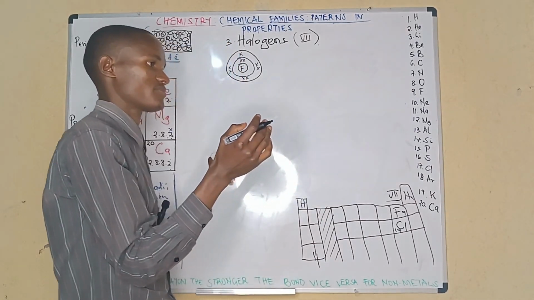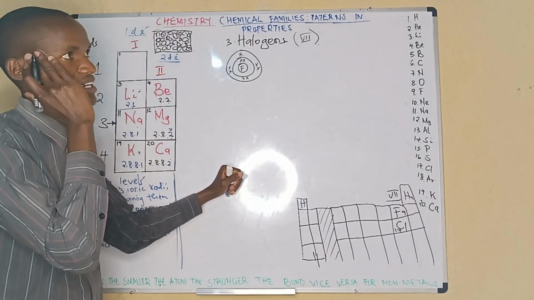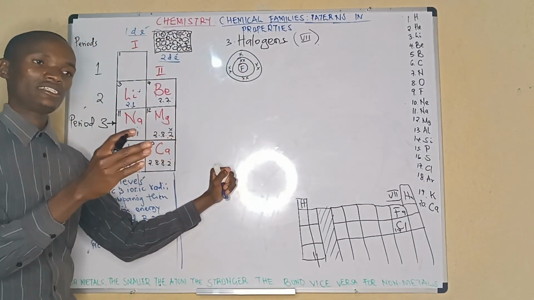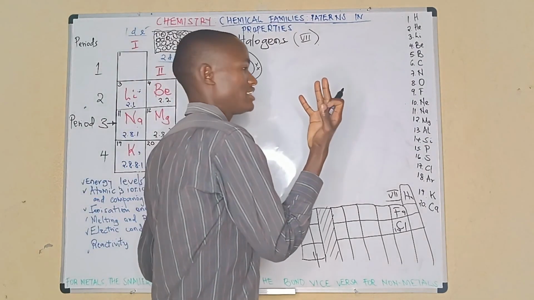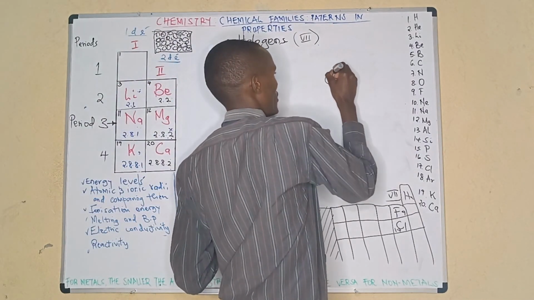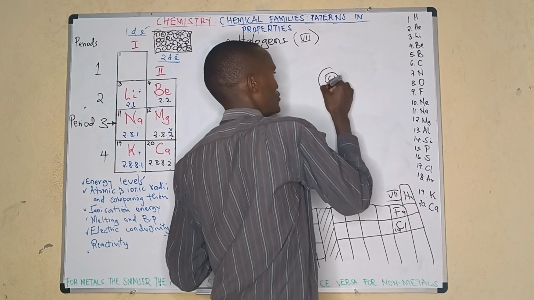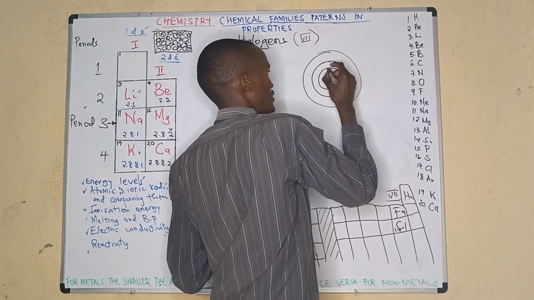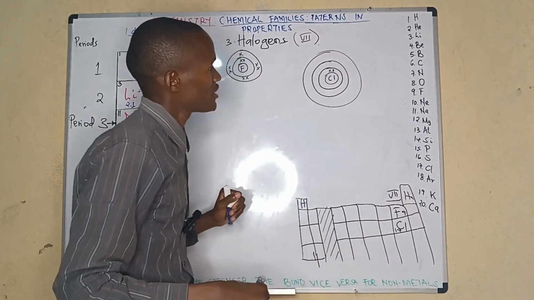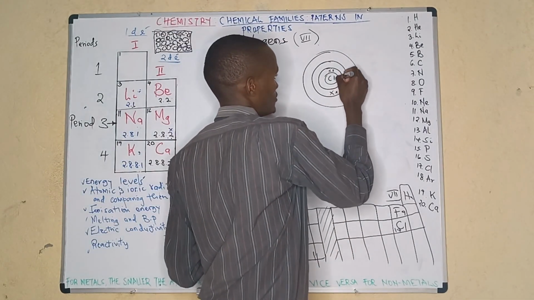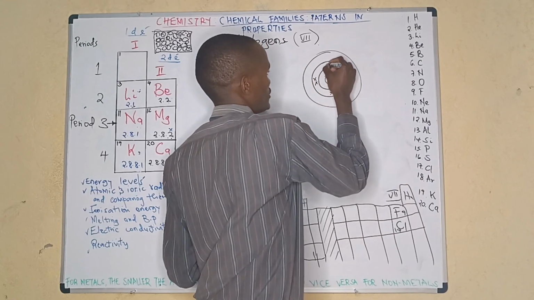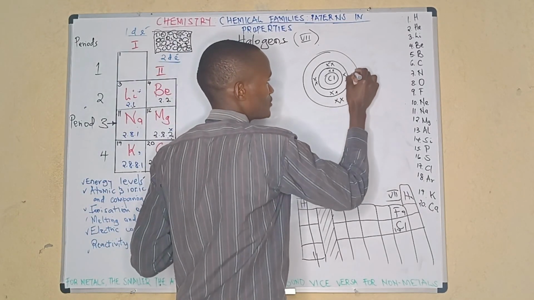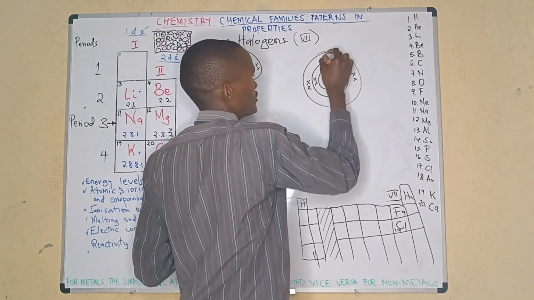And then we have chlorine. Chlorine is atomic number 17, configuration 2, 8, 7. Let us draw it. 3 energy levels. Chlorine 2, 8, 7. 2, then 8. 1, 2, 3, 4, 5, 6, 7, 8. That energy level is now full. And then 7. 1, 2, 3, 4, 5, 6, 7.